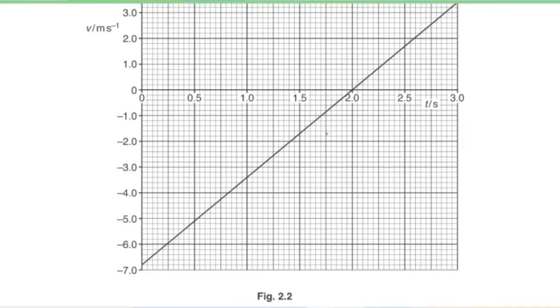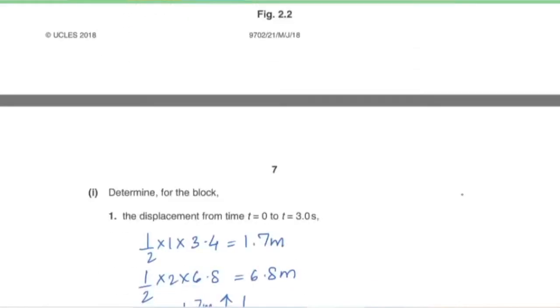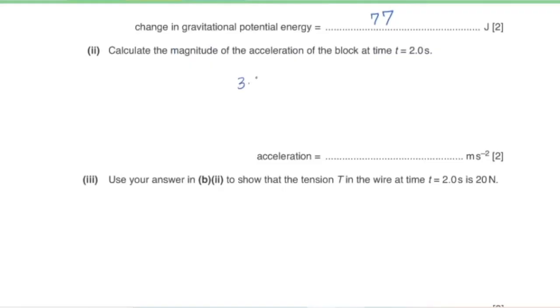So by looking at figure 2.2, you can deduce that the graph is a straight line, which means that from t = 0 until t = 3 seconds, there is a constant acceleration throughout. So we can take any two values from the graph and the time interval for that change of velocity. Let's suppose I'll take the final velocity as 3.4 meters per second and initial velocity as 0, and the time interval for this change of velocity is 1 second. So 3.4 minus 0 divided by 1, and hence we have the acceleration as 3.4 meters per second squared.